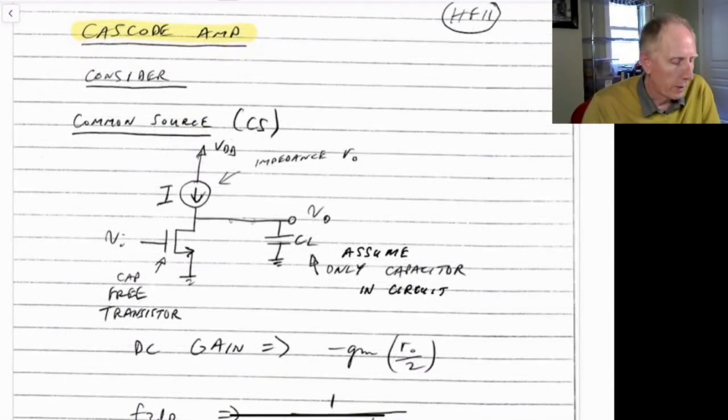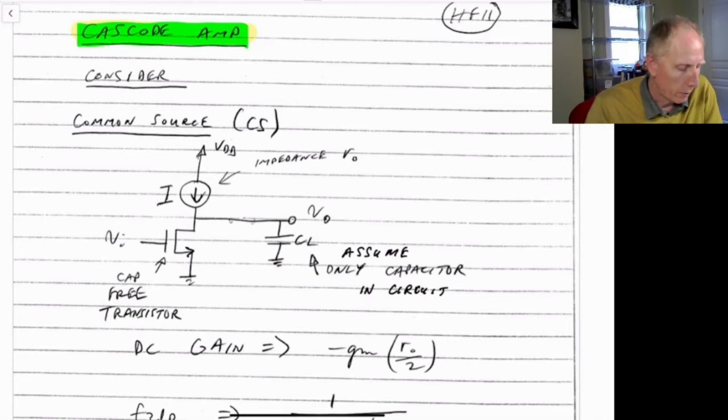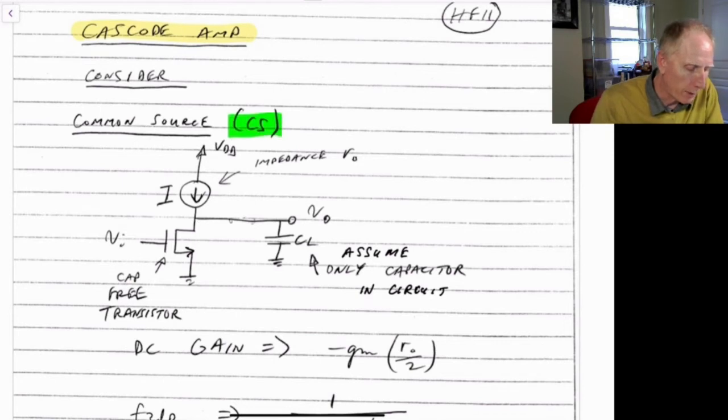So we looked at the common source amplifier. Now we'd like to look at a Cascode amplifier. So let's just revisit our common source amplifier, but make some simplifying assumptions just to see how that compares with the Cascode amplifier. So we're going to revisit our common source amplifier in this circuit right here.